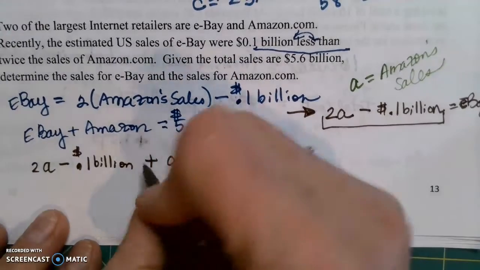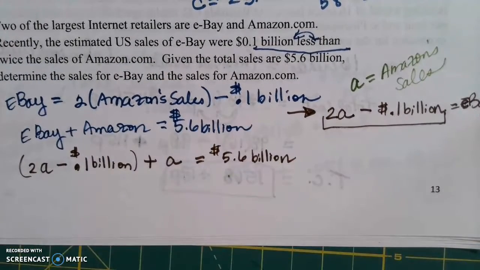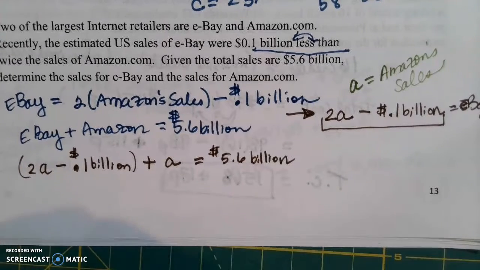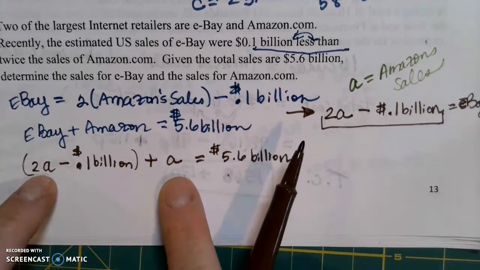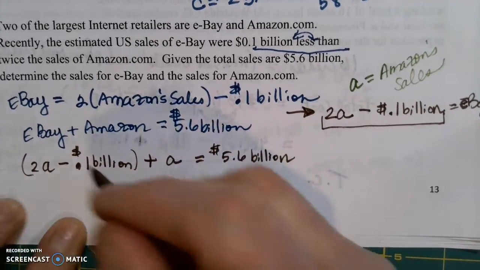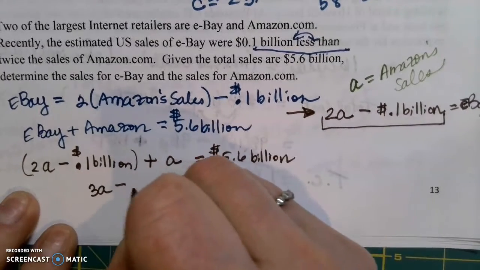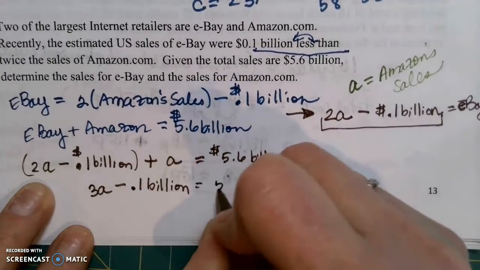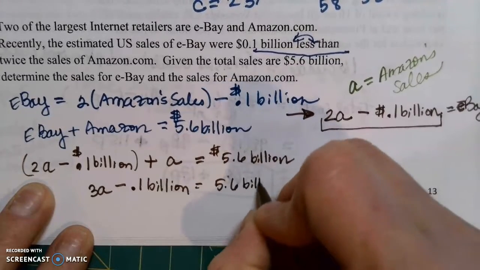And then you could put this in parentheses if you wanted to emphasize to yourself that that entire thing is the sales for eBay. It makes no difference in our problem here because we're just going to be taking those parentheses away to go ahead and add like terms. So I do have a 2A and a 1A, so I'll have 3A minus 0.1 billion equals 5.6 billion.